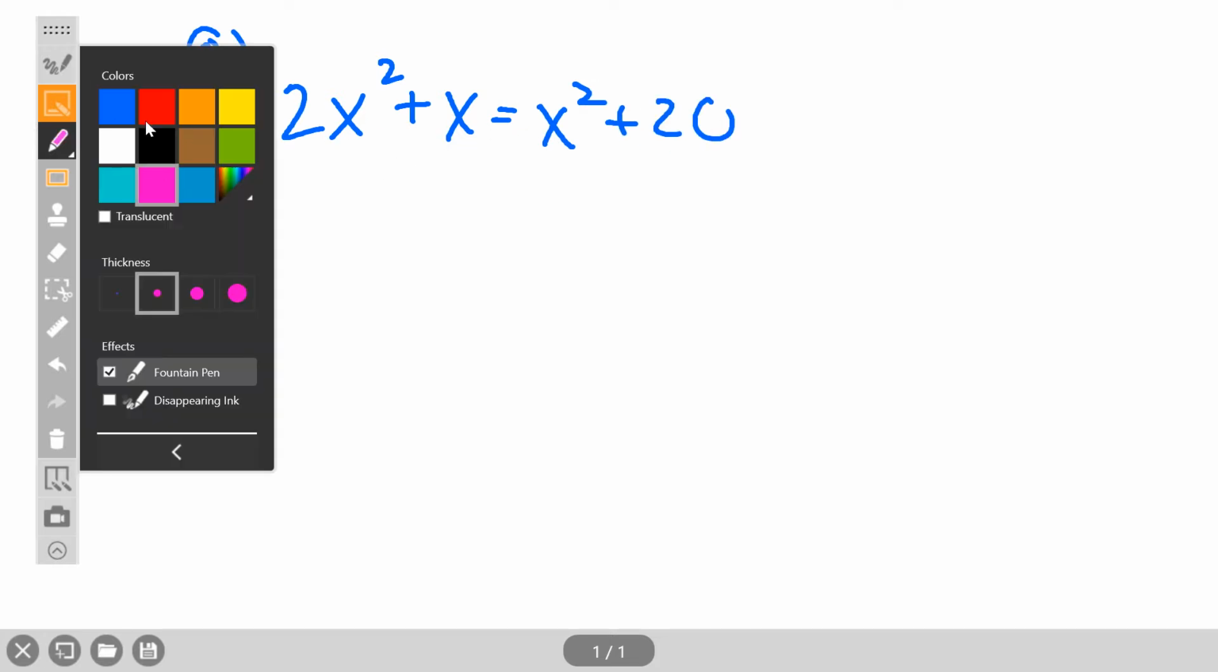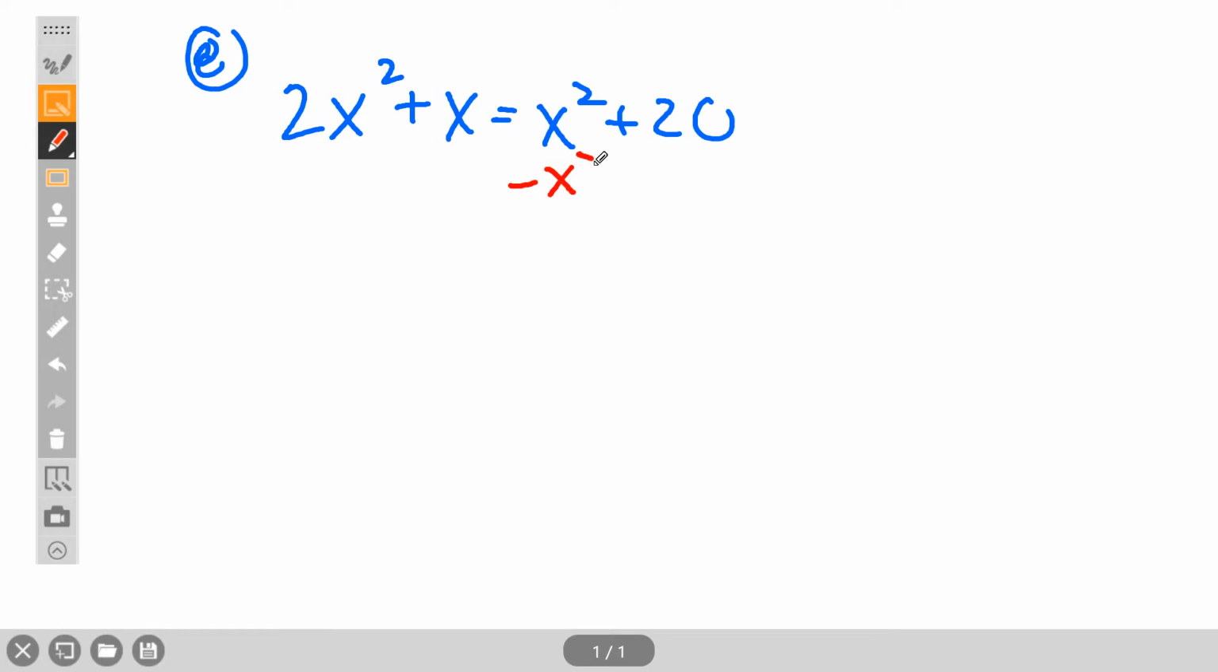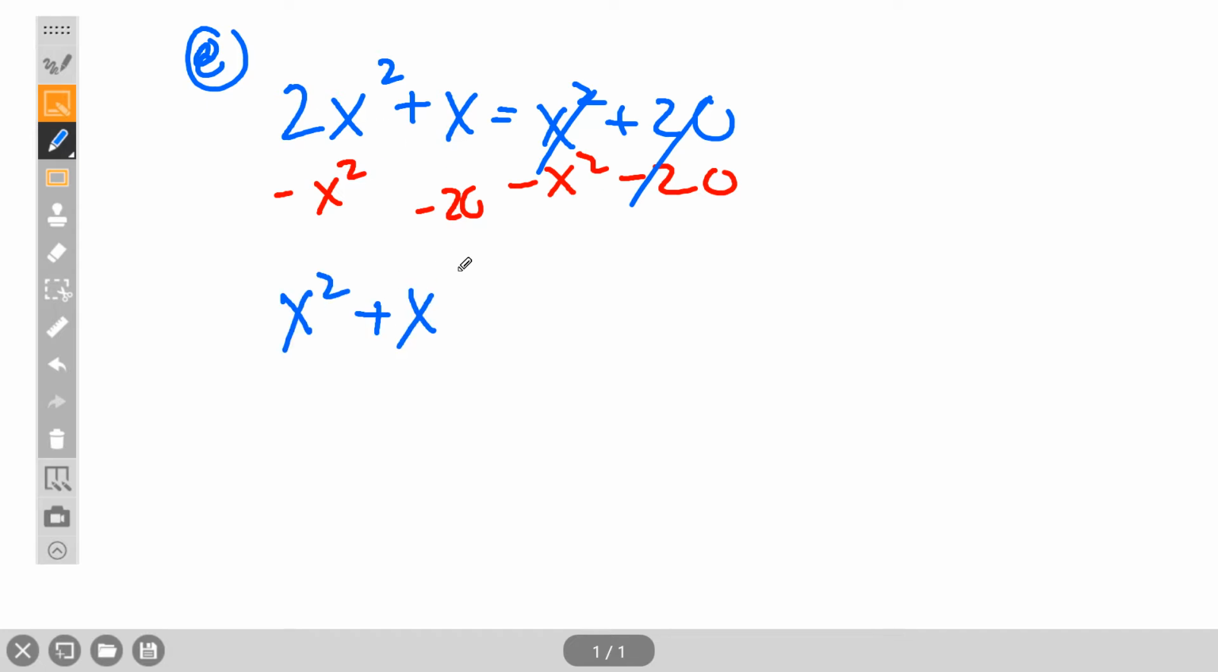Number 8, these ones actually want us to solve, so we're going to have to solve these. We want to find the solution. So our equation is 2x squared plus x equals x squared plus 20. First we get it in standard form equal to 0. So these need to come to the other side, so I'll subtract them to cancel them. So I got 2x squared minus x squared, so that's x squared plus x minus 20 equals 0.